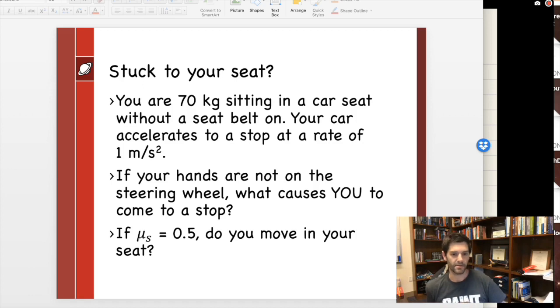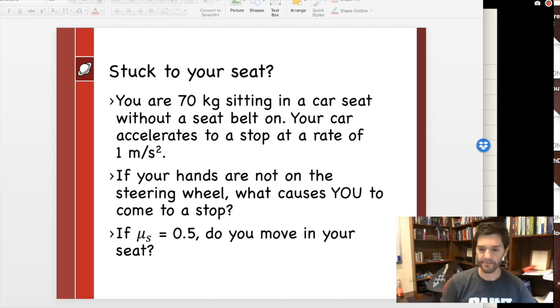Stuck to your seat. You are 70 kilograms sitting in a car seat without a seatbelt on. Foolish. Your car accelerates to a stop at a rate of 1 meter per second squared. If your hands are not on the steering wheel, what causes you to come to a stop? And if the coefficient of static friction between you and the seat is a half, do you move in your seat? I.e., do you fly forward and smack your face on the steering wheel?